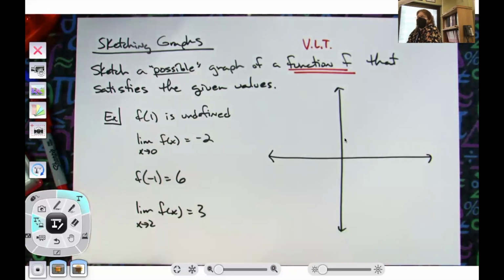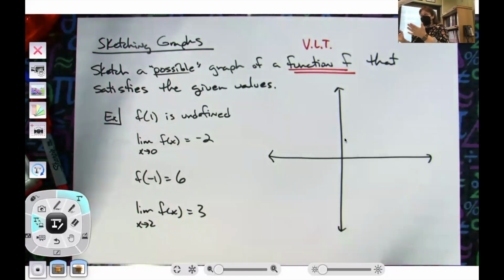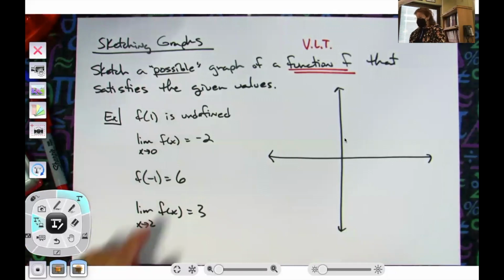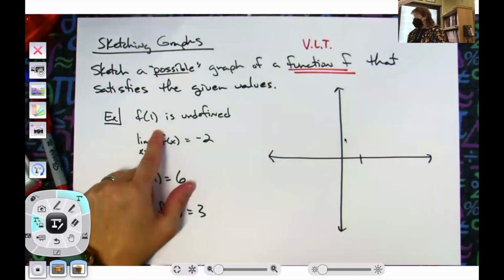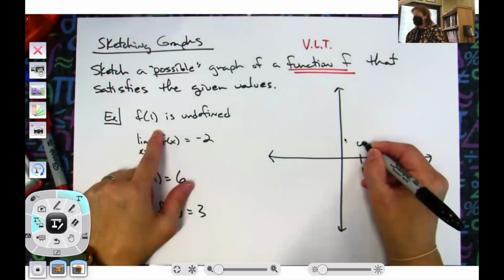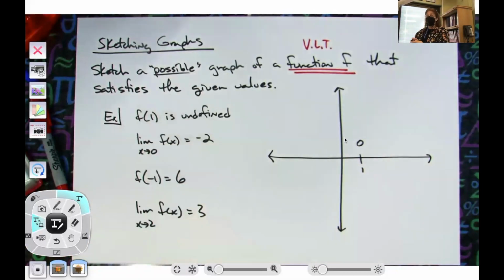So think of some ways. What could the graph look like at f of 1 for it to be undefined? I could have a hole there. Josiah, what'd you say? Yeah, I could also have a vertical asymptote. So that's how you're going to have choices in what you do. I'm going to put a hole there. You can put a vertical asymptote if you want.